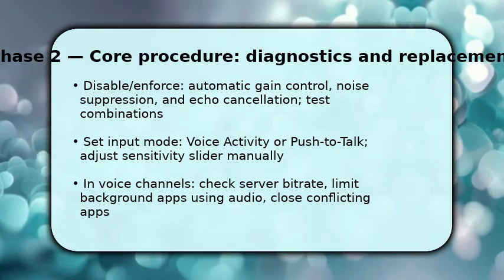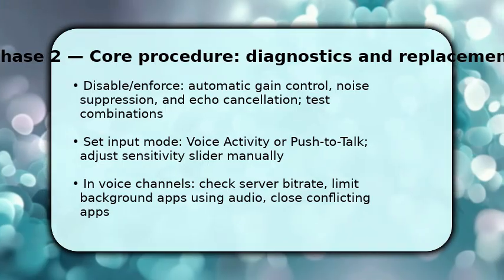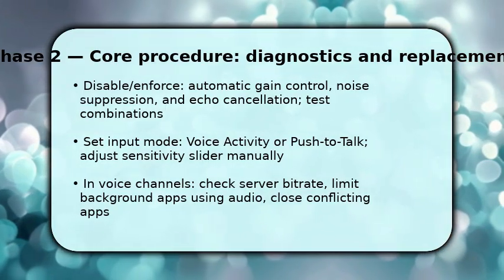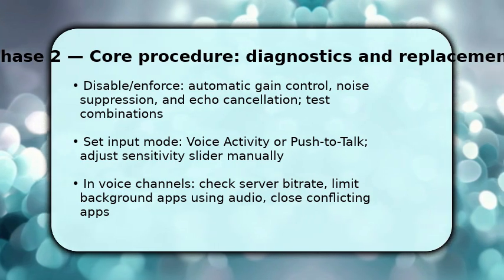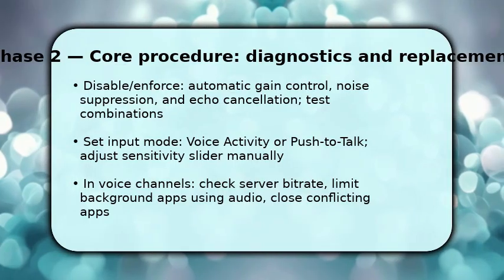If you pick voice activity, manually drag sensitivity so it only triggers on your voice. While testing, make sure the channel bitrate is appropriate. Higher bitrate helps music and clarity. Also close apps that might grab the mic or apply effects, because conflicts often create distortion.